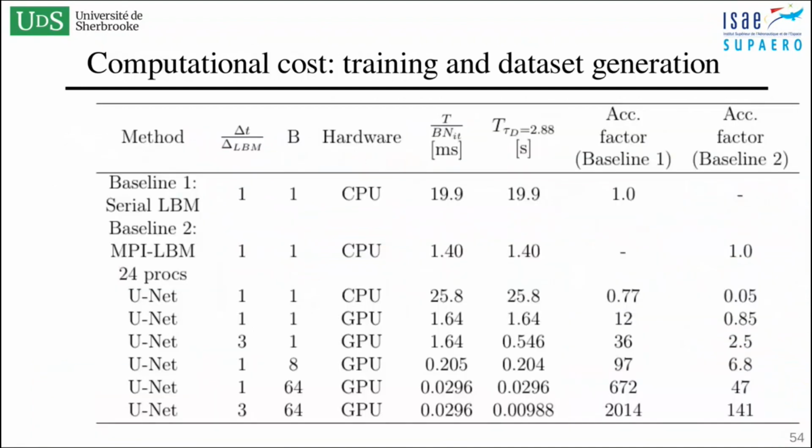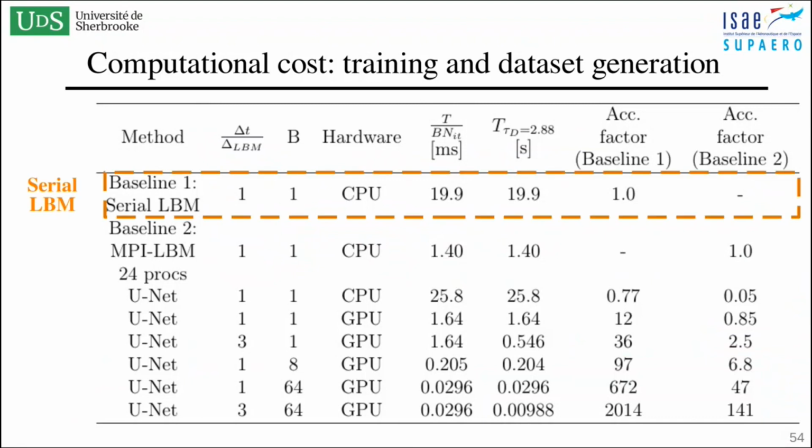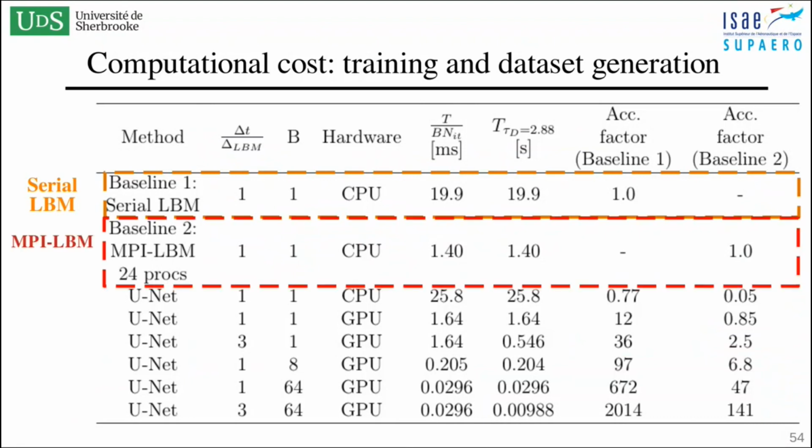Finally, let's study the computational cost of this methodology. So here I show this table where we have some baselines. The first baseline is the serial LBM baseline, so we are just using one processor for calculating the response. And then the second one is the MPI LBM baseline, which is using 24 processors. And then we are comparing with the different U-Net configurations, which employ different types of hyperparameters.